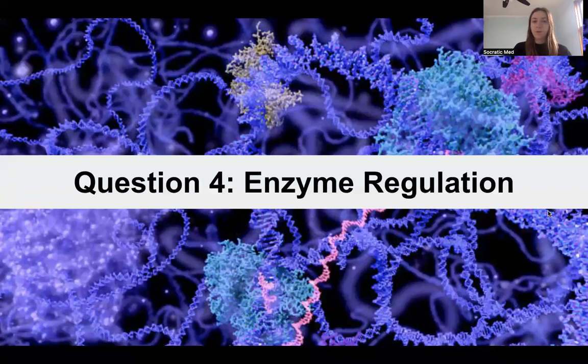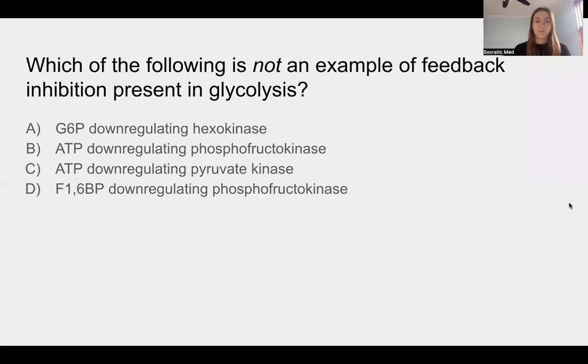All right, question 4 now. We're going to talk a little bit more about regulation of enzymes. Which of the following is not an example of feedback inhibition present in glycolysis? All right, so take a minute here, pause the video, and answer the question.